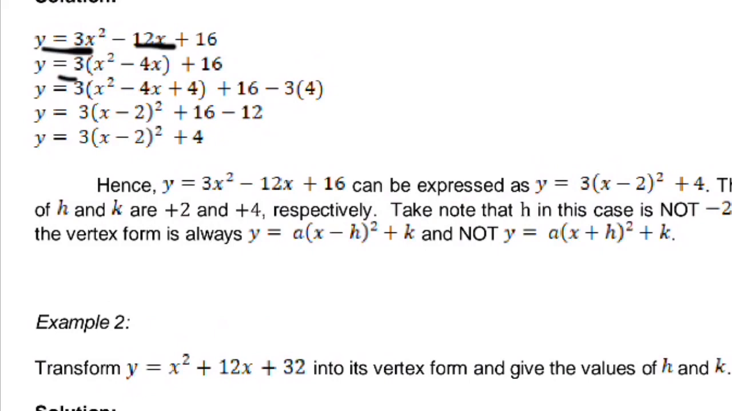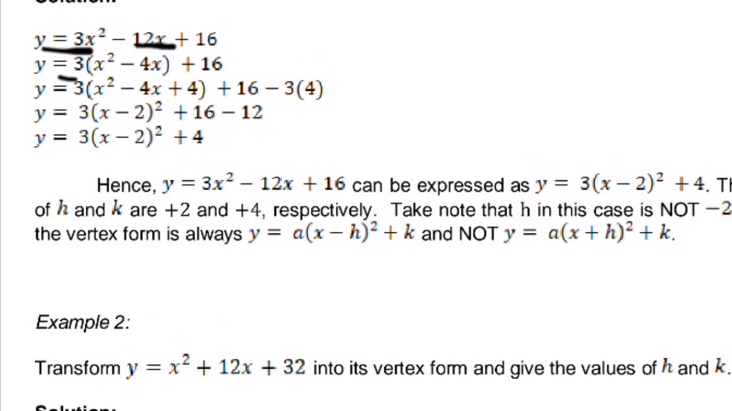Then next is you're going to add to x squared minus 4x the square of 1/2 the numerical coefficient of x. So the numerical coefficient of x here is negative 4. So 1/2 of negative 4 is negative 2. Okay, so you're going to square that one. Negative 2 squared is 4. So you have there 3 times the quantity of x squared minus 4x plus 4.